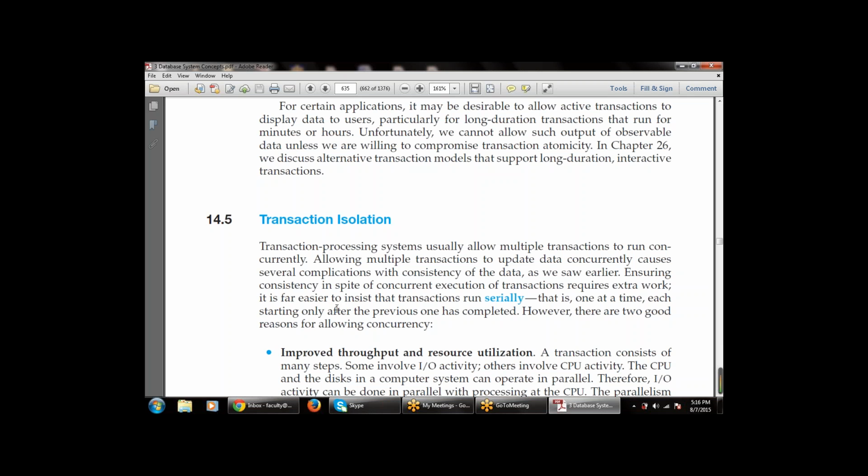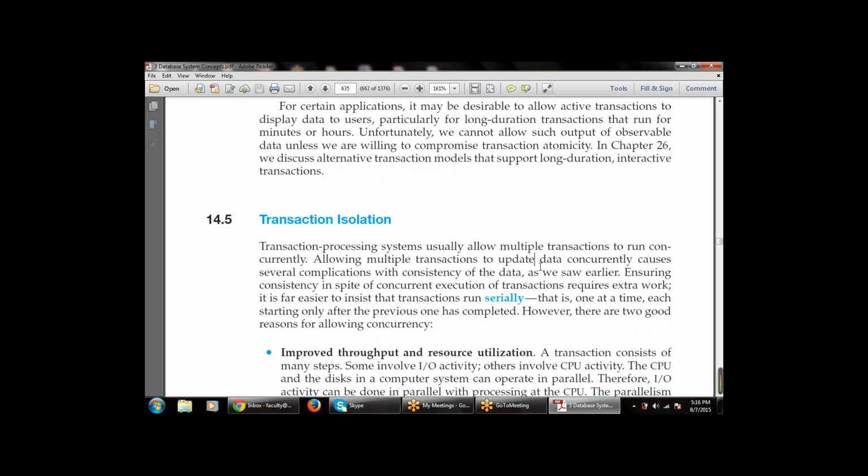Transaction processing systems usually allow multiple transactions to run concurrently. That is, multiple transactions must be allowed to run at the same time. That is concurrent execution, or concurrency. That means multiple transactions must be executed at the same time.